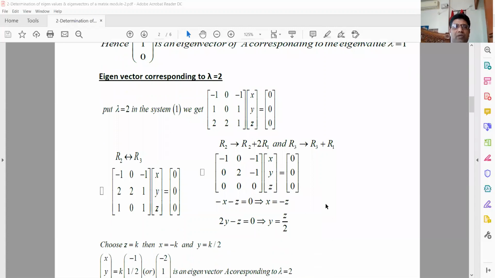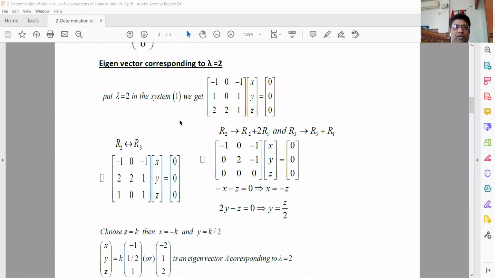Next, for lambda equals 2. So I will substitute lambda equals 2 in the same system. I will get this one. Now, what I will do is, I am swapping here minus 1, 0, minus 1, 1, 0, 1, 2, 2, 1. So I am swapping R2 and R3. So if I swap R2 and R3, I am going to get this one, 2, 2, 1, 1, 0, 1.